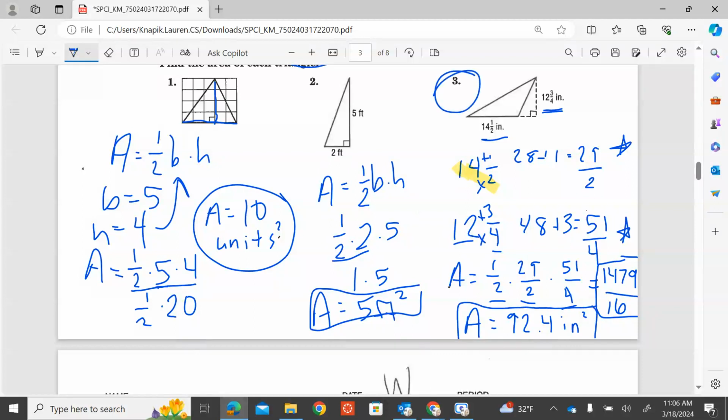Number 3 is a tough one. If you didn't understand number 3, no worries. As long as you understand that the area is 1/2 base times height. That is the important thing to continue to remember.